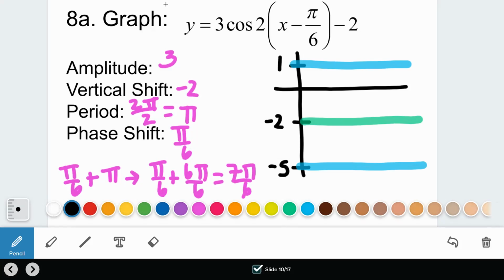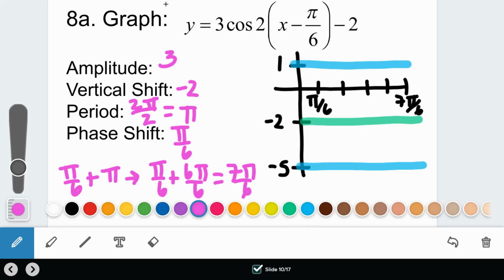So when I do this, I'm going to have 1, 2, 3, 4, 5 marks. I'm going to be starting at pi/6, ending at 7 pi/6. This is going to be our cosine. Cosine starts at the high, ends at the high. Halfway in between is the low, and then in between those are going to be our zeros. And that is going to be our cosine graph.